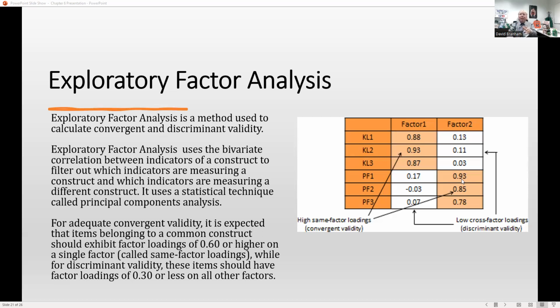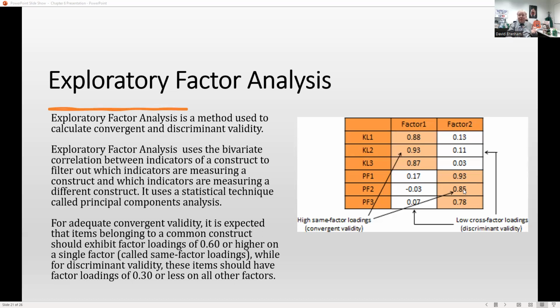For adequate convergent validity, it's expected that items belonging to a common construct should have factor loadings of 0.6 or higher. Because factor one has factor loadings of 0.6 or higher on KL1, KL2, and KL3, there's convergent validity that factor one is measuring the construct it's meant to measure. The same is true for factor two on PF1, PF2, and PF3. A single factor should have 0.6 or higher on each of the loadings.